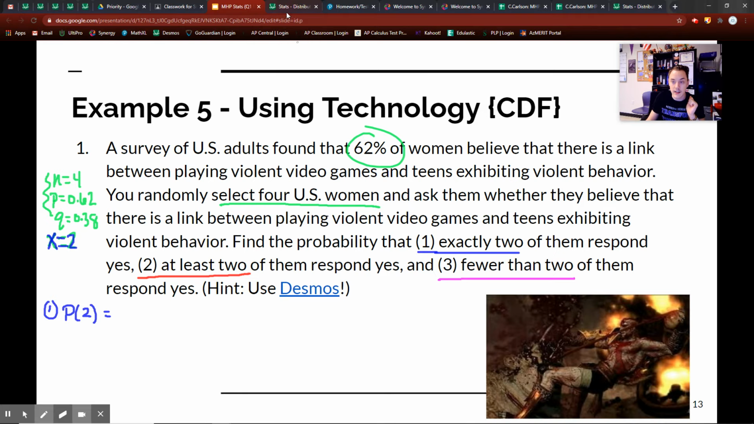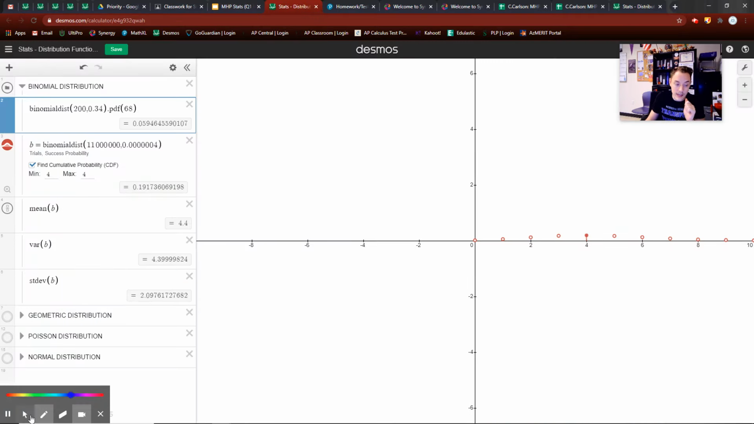Let's go to Desmos to find out. Now, when it says exactly 2, guys, remember, I'm going to be using the PDF, the probability density function. I want exactly one option, and in this case, that is exactly 2 US women. So how do I do this? Well, we said my n was 4, so I'm going to change that to 4. I'm going to change my probability of success to 0.62 because that's what we wanted. And now notice how it says 0, because if there are 4 trials, how can I choose 68 out of 4? That doesn't make any sense. That means it's a null event.